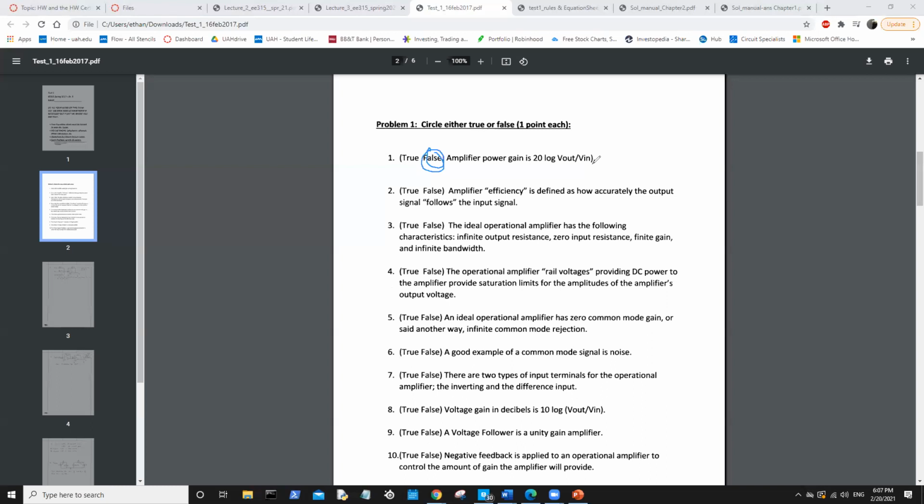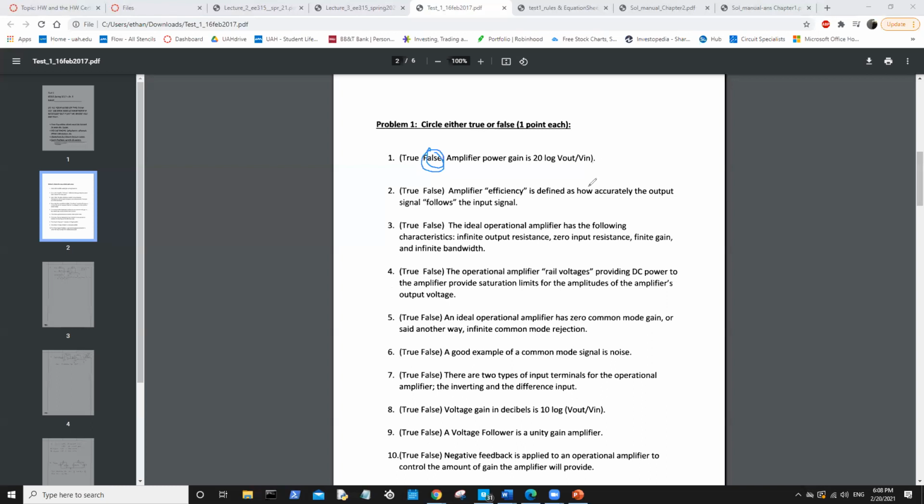So the power that the load receives, the power out, over the power that is fed to the amplifier, from your positive and negative DC power, like from the VEE, and then times 100. So amplifier efficiency is expressed as a percentage. That makes sense, and we have the formula for it.